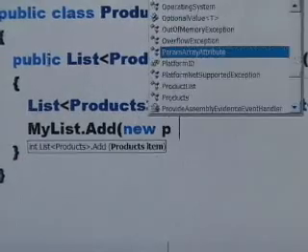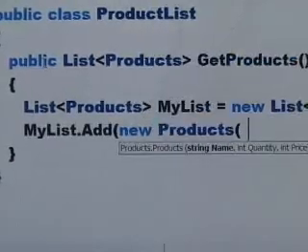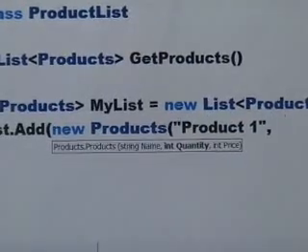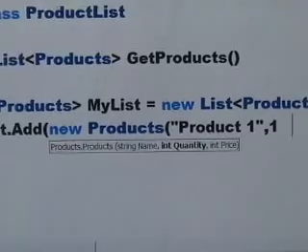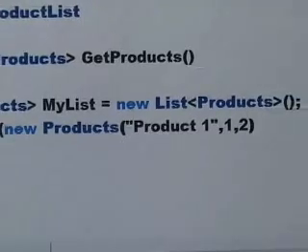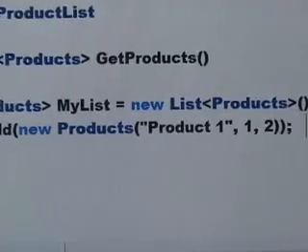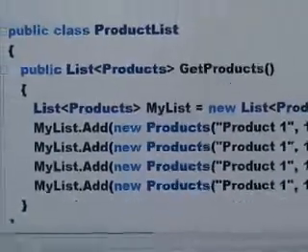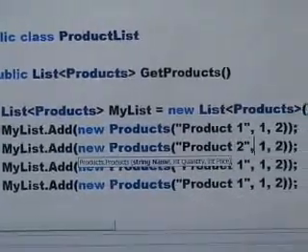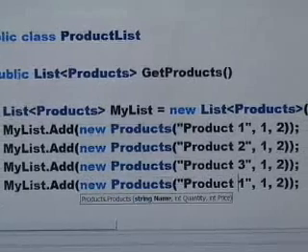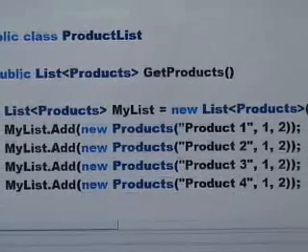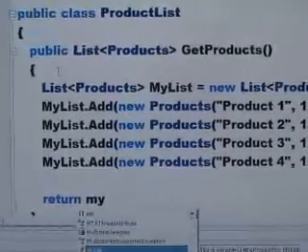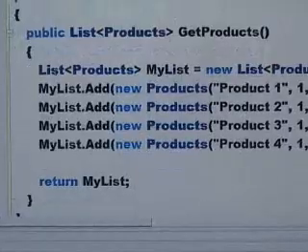What I want to do here is create a new product. And I'm going to pass in a string, so we'll just call this product1. Quantity 1 and price of 2. And let's copy and paste a couple more products here. Let's change this to product 2, this to product 3, this to product 4. So there's our list of products, and I'll just return my list. So our code's now done.